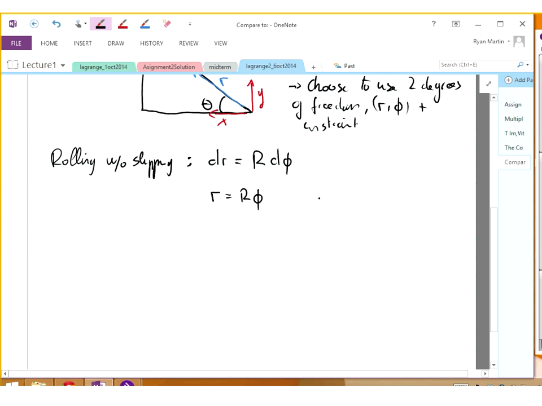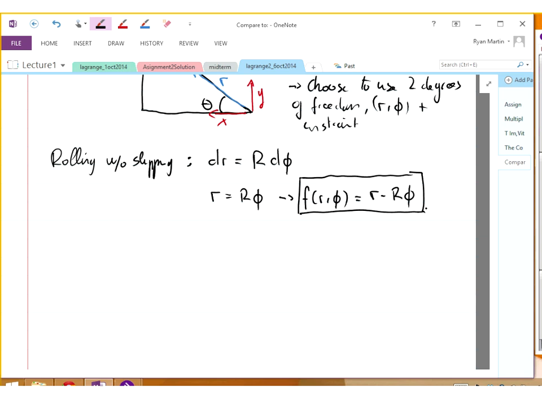And so I can write a constraint equation. We have one constraint that depends on our 2 generalized coordinates, r and phi. And I need f to equal 0, so that means that f is equal to little r minus big R times phi. All right, so that's our constraint. So let's continue. We want to write out the Lagrangian. To write out the Lagrangian, we need the kinetic energy and potential energy in terms of our generalized coordinates, r and phi.